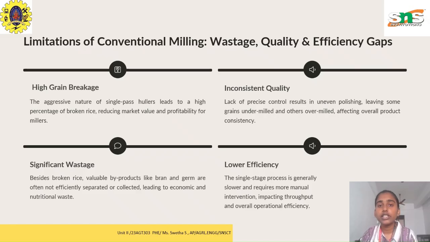And also there is inconsistent quality, like a lack of precision control resulting in uneven polishing, and also leaving some grains undermilled, and significant wastage. Besides broken rice, there are very valuable byproducts we can get from rice, like bran, germ, and endosperm. They generally get wasted in traditional milling, and it also has much lower efficiency compared to modern milling.